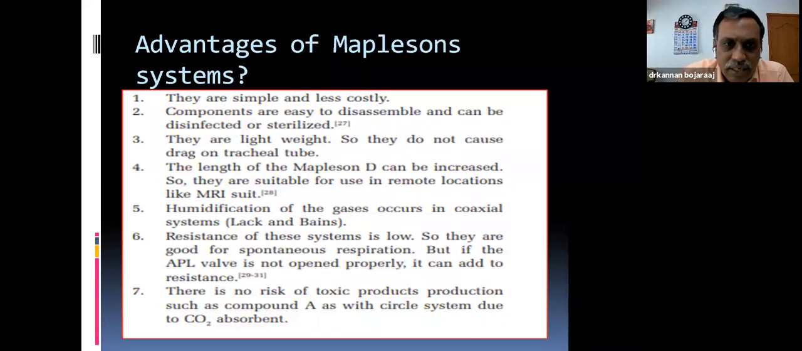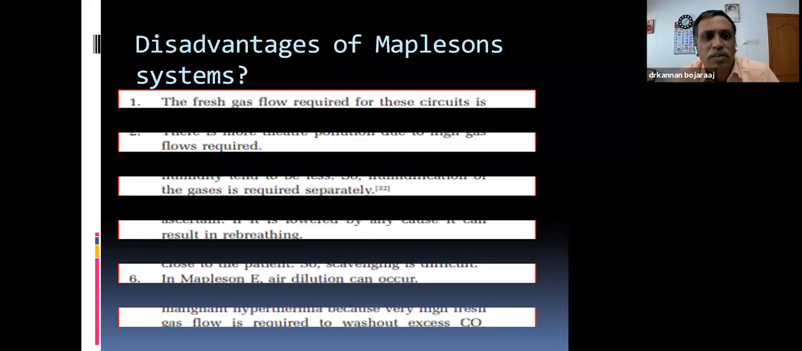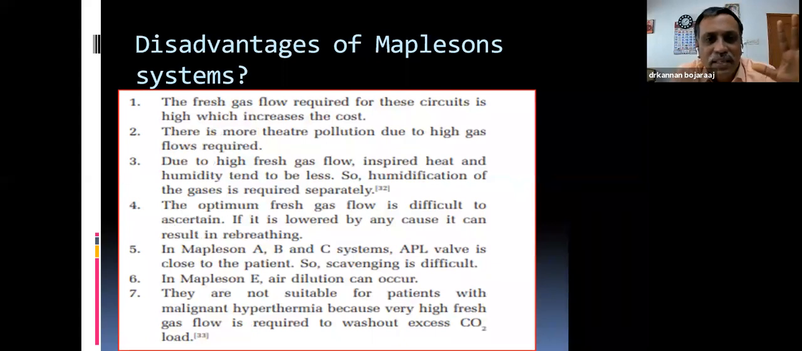As far as the Mapleson systems are concerned, regarding the disadvantages: first, the gas flow required for the circuit is very, very high. It has a very increased cost. There is no economy of gases. There is pollution, definitely.